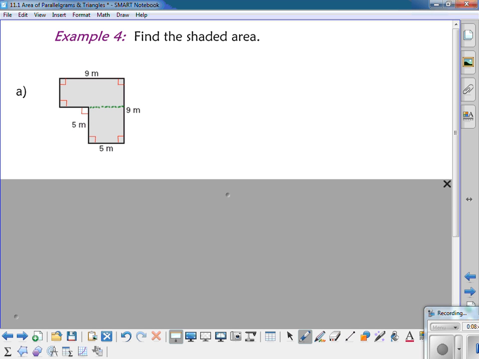I know that this length here is 5, and since they add up to 9, that means that top portion must be 4. And so the rectangle on top is 4 by 9, and then we have the square on the bottom, 5 by 5. And so it's just a matter of multiplying those together. 4 times 9 is 36, 5 times 5 is 25. When you add those together, we've got 61, and that would be meters squared.